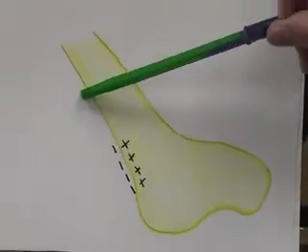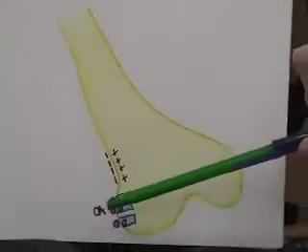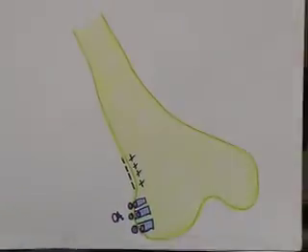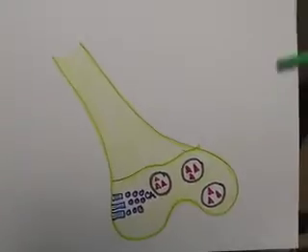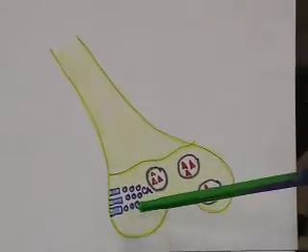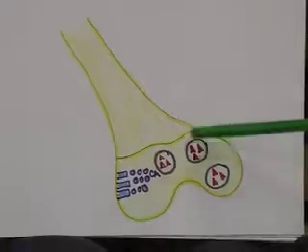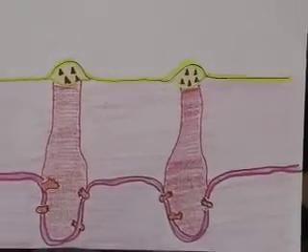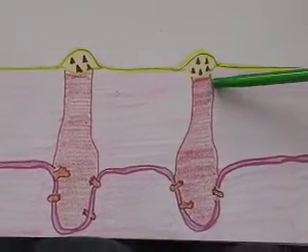The action potential arrives at the synaptic knob. The calcium channels in the membrane open, allowing the calcium to move into the cell. The increased calcium causes synaptic vesicles filled with acetylcholine to fuse with the membrane. Acetylcholine is released from the synaptic knob by exocytosis into the synaptic cleft.